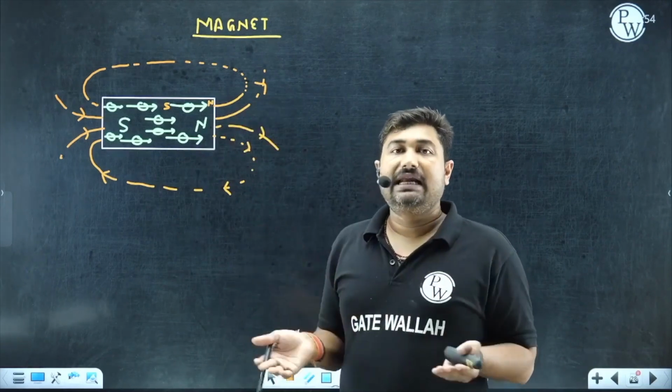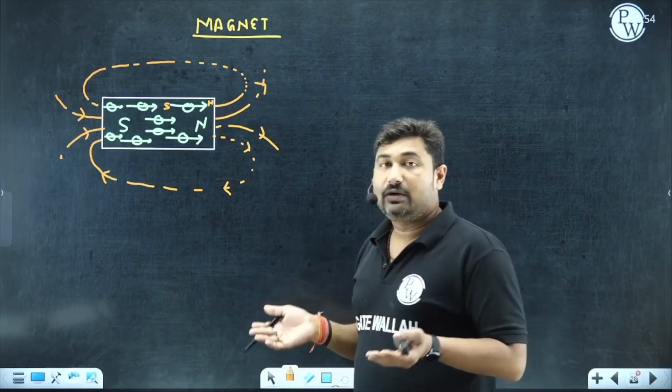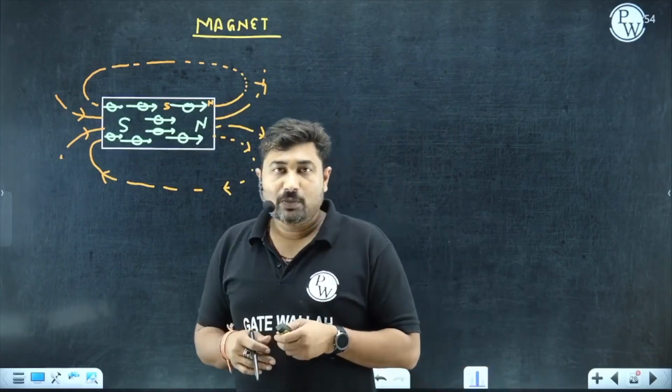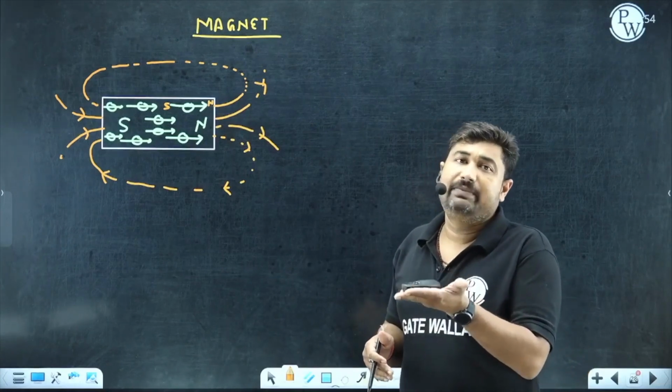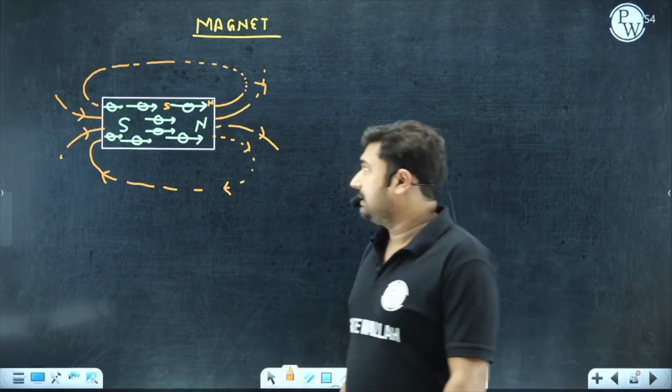Our Earth will have an electric field and a magnetic field, north and south. Based on that north and south, our magnet polarity can be marked. Is it okay? Yes, sir.